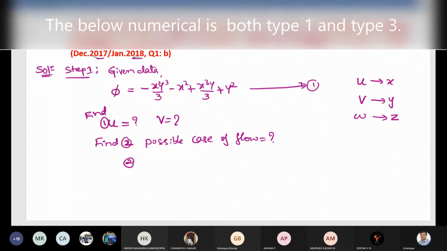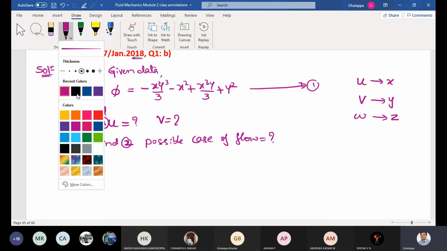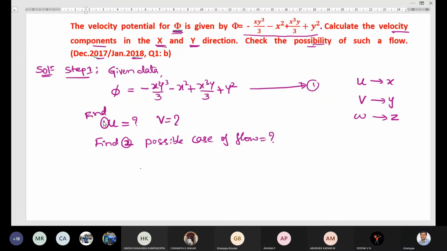Okay, so how to check? How to calculate the velocity components u and v? We need the formula. We will write the formulas now. Step number 2.